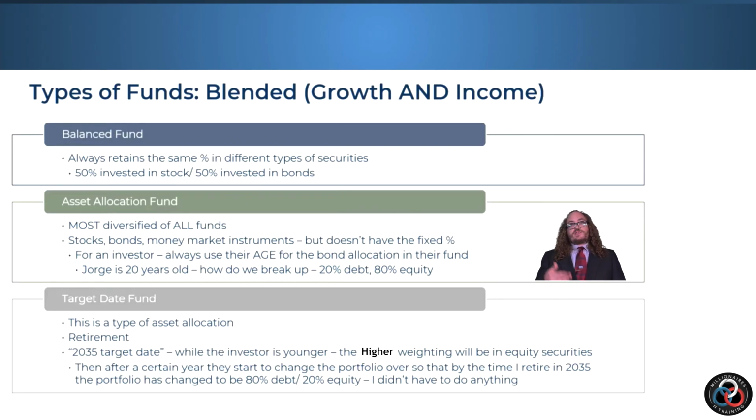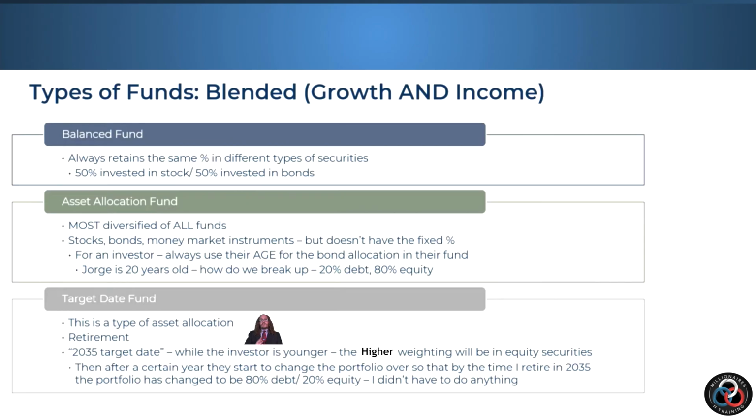It'll invest in stocks, bonds, and money market instruments. But unlike the balanced fund, it doesn't have any fixed amount. So with asset allocation funds, I always tell students, use the investor's age for their bond allocation in the portfolio. So for example, my friend Jesus is only 20 years old. How do we break up his asset allocation? Well, his age is 20, so the debt percentage should be around 20%, and the other 80% should be in equities.